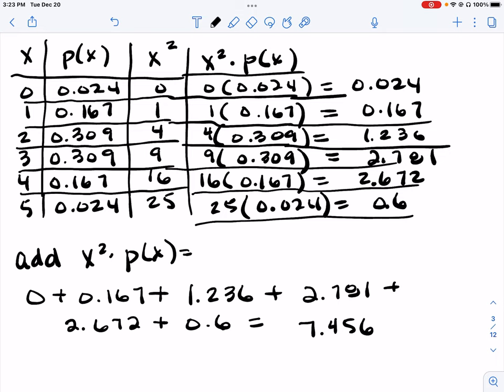So for that first one, you multiply 0 times 0.024, 1 times 0.167, okay, 4 times 0.309. So you do all those multiplications. Then you're going to add everything up in that last column. Okay, so add everything up in that last column, you get 7.456.